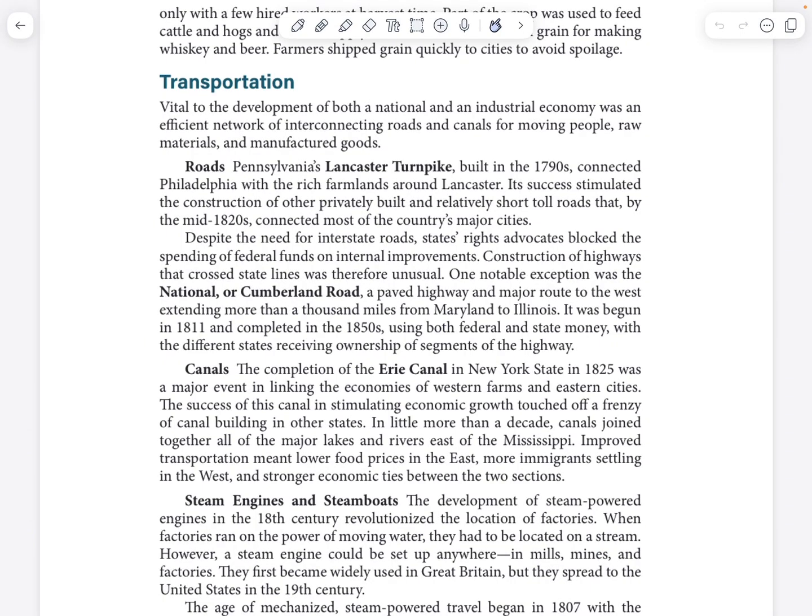Steam engines and steamboats. The development of steam power engines in the 18th century revolutionized the location of factories. When factories ran on power of moving water, they had to be located on a stream. However, a steam engine could be set up anywhere, in mills, mines, and factories. They first became widely used in Great Britain, but they spread to the United States in the 19th century.